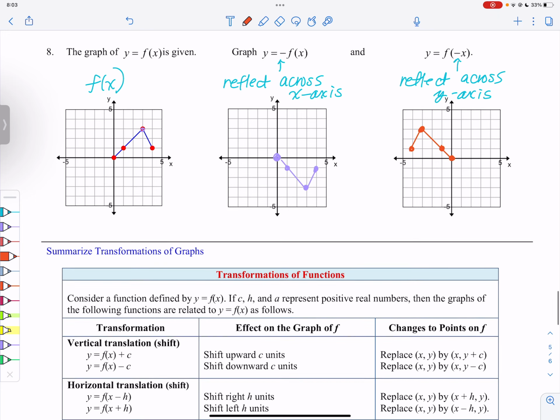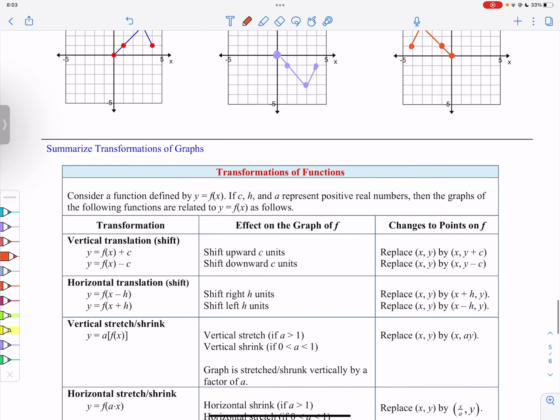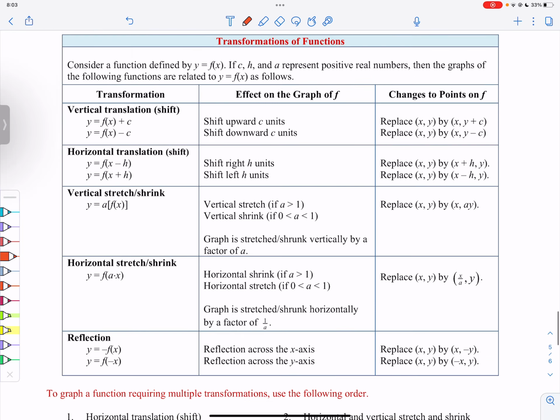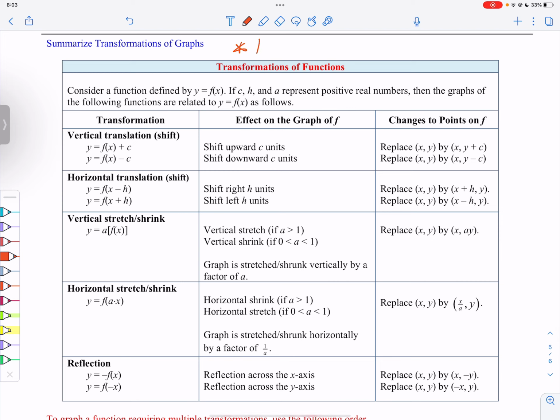So in summary, this is a very, very nice table. I do want you to try to keep this simple. I want you to use your calculator if you're in doubt.